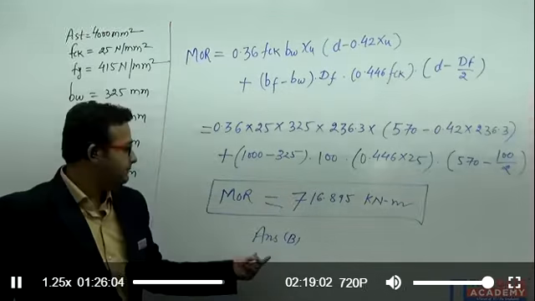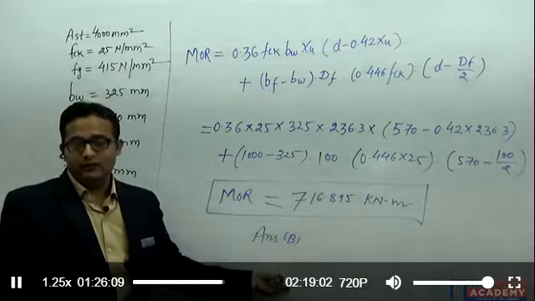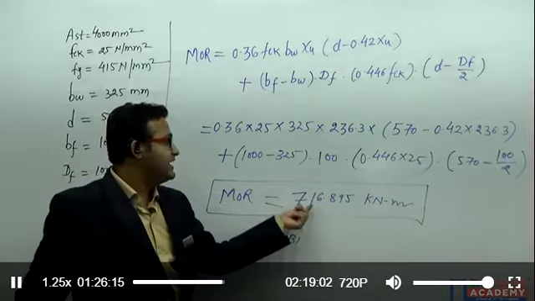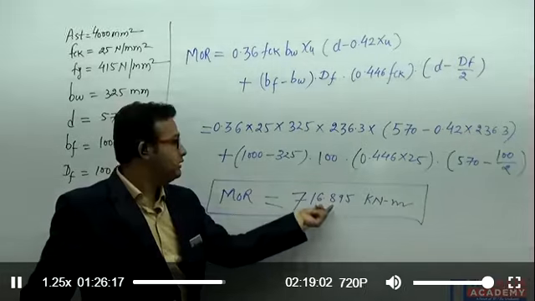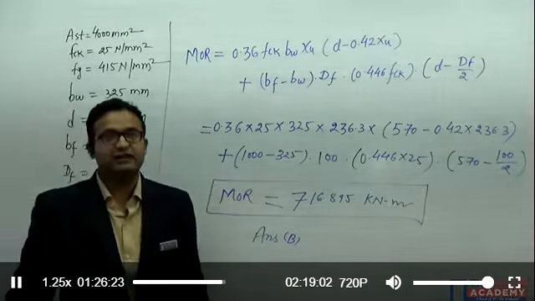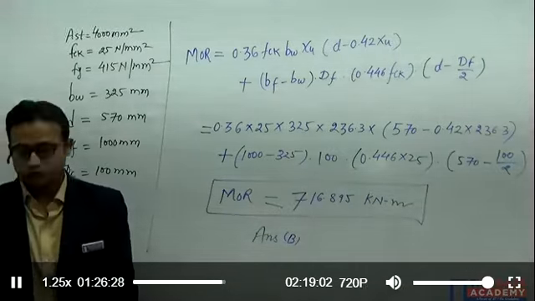So the answer is B. In this way I can calculate the total moment of resistance for the given section. It may be your T-beam or it may be your flanged beam. So the total value of moment of resistance I am getting here is 716.895 kilonewton meter. So the answer is B, 717 kilonewton meter. Please note down. Done? Okay.